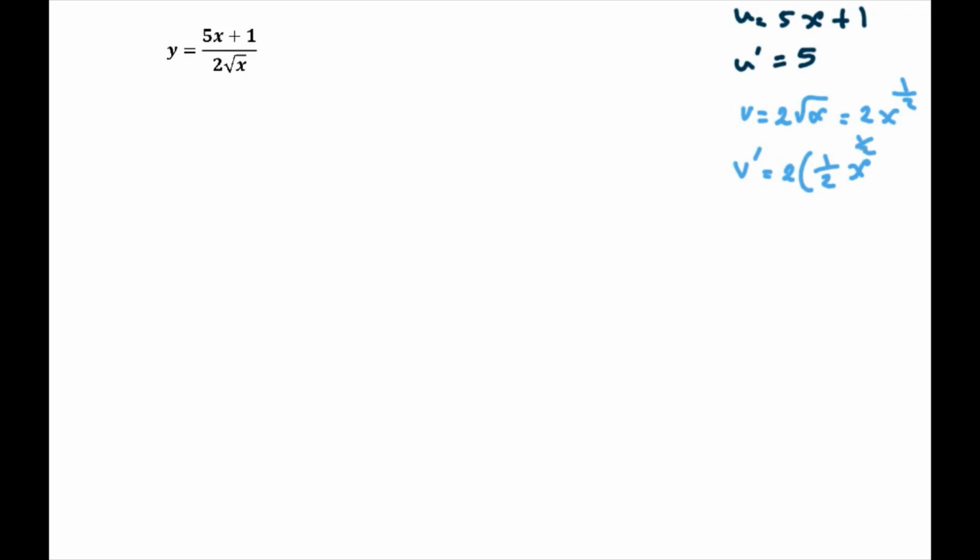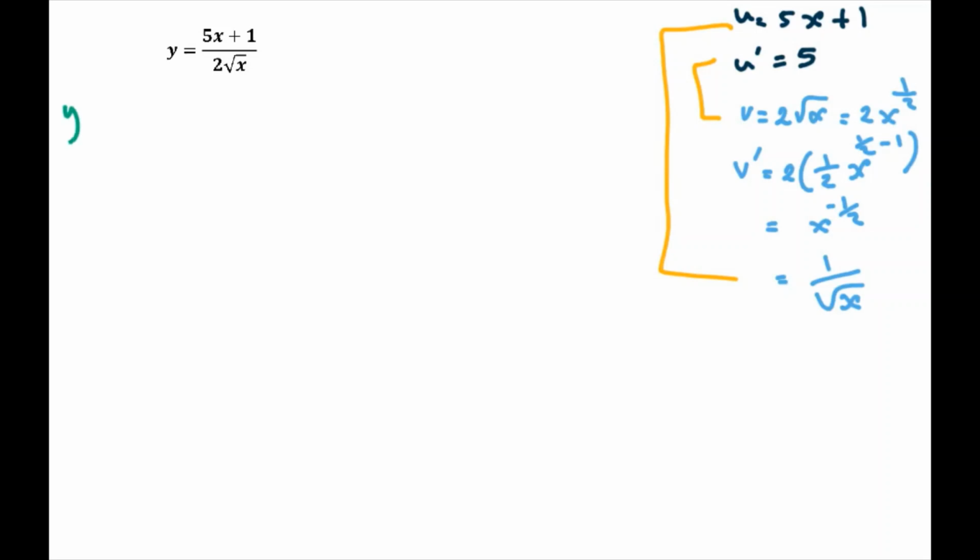Now in this question, the numerator is u, 5x plus 1, so u prime will be 5. The denominator is 2 square root of x, which is equal to 2 times x to the power of 1/2. The derivative will be 2 times 1/2, x to the power of 1/2 minus 1. That's going to be equal to x to the power of negative 1/2, which is 1 over square root of x.